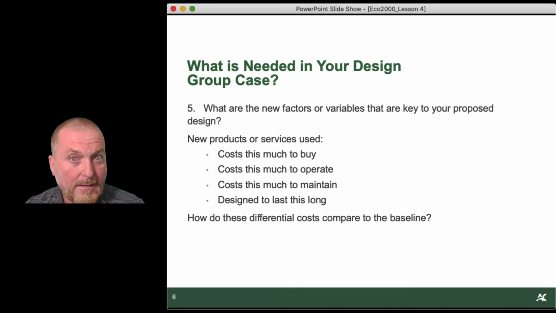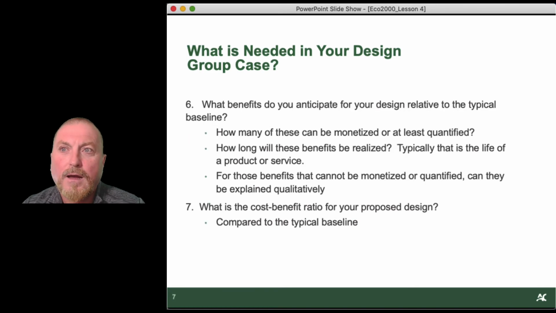You have to tell the client that. The reason we're 8% over is because we're doing this, and this. And in a minute, ma'am or sir, I'm going to explain to you what the benefits of that are for your company. Okay? So what benefits do you anticipate for your design relative to the typical baseline?